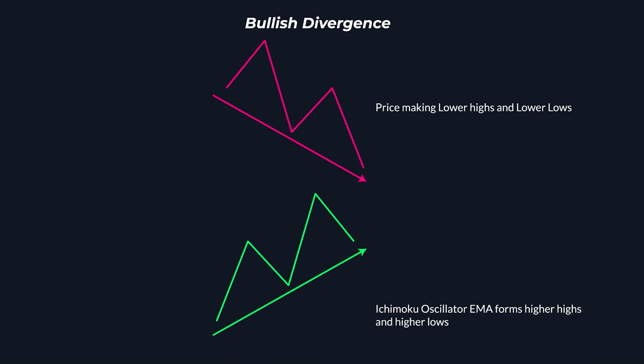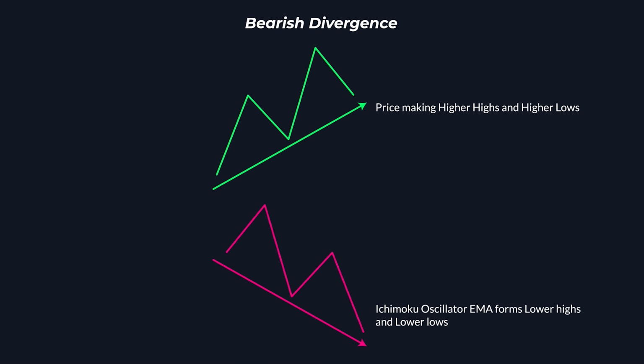Bullish divergence occurs when prices form lower highs and lower lows, while the Ichimoku Oscillator EMA forms higher highs and higher lows. On the other hand, bearish divergence happens when prices create higher highs and higher lows, but the Ichimoku Oscillator EMA forms lower highs and lower lows.